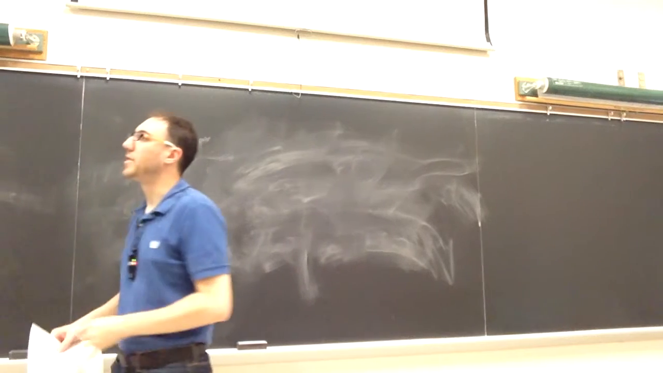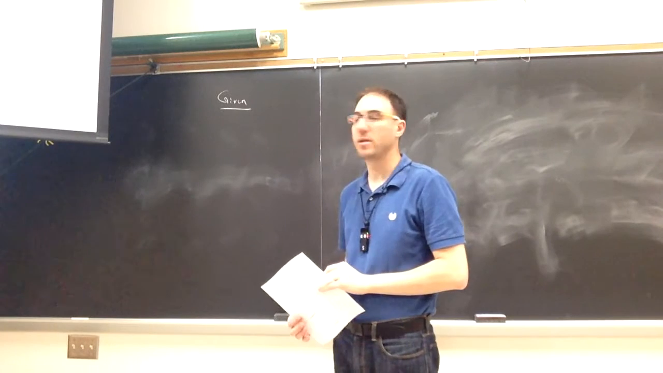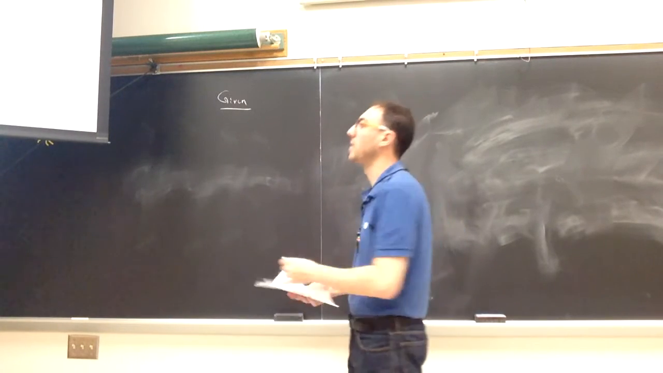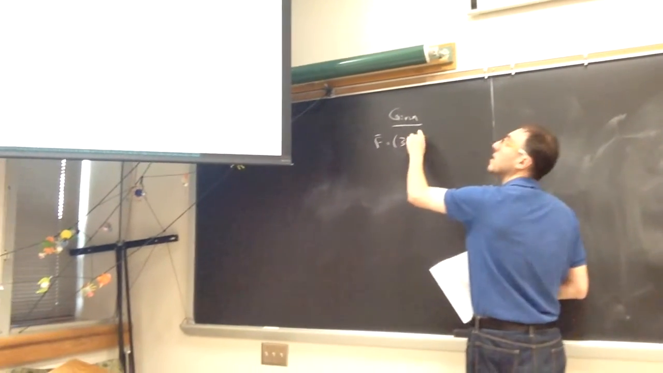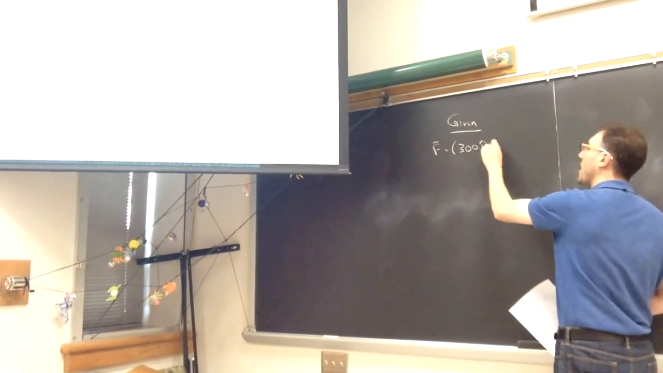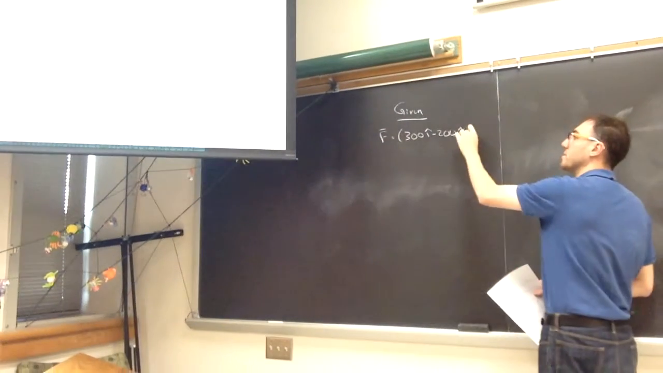We are given the force vector, so we don't have to put the force in Cartesian component form. It's supplied to us that way. So that vector F is 300i minus 200j plus 150k newtons.